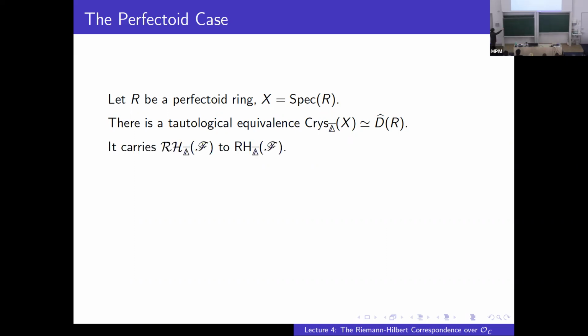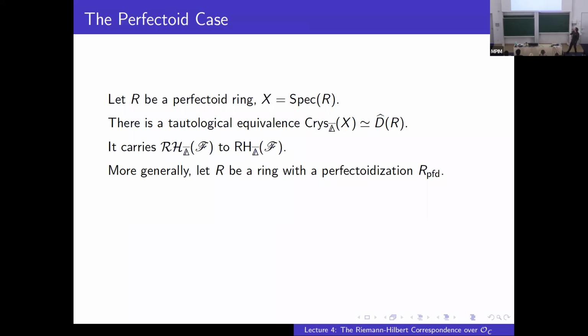And this identification carries this thing which is in the calligraphic font to the thing which is in the Roman font. It carries it to an invariant that hopefully we already understand something about. Okay, so let's do a case which is almost as simple.